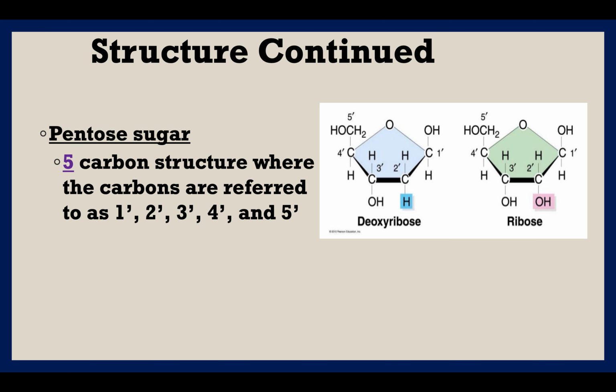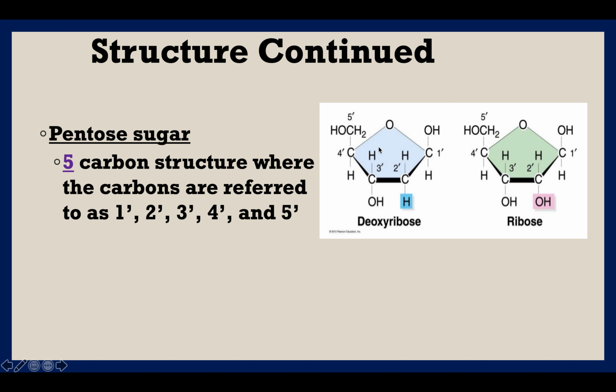Let's continue talking about the structure. The pentose sugar. 5-carbon structure where the carbons are referred to as 1', 2', 3', 4', and 5'. This is a better image where we can actually count the carbons that make one of these sugars. So these are the two types. We have deoxyribose, which is the one that we see in DNA, and then we have ribose, which is the one that we see in RNA. That is, in fact, why we call it DNA. DNA stands for deoxyribonucleic acid, while RNA stands for ribonucleic acid.